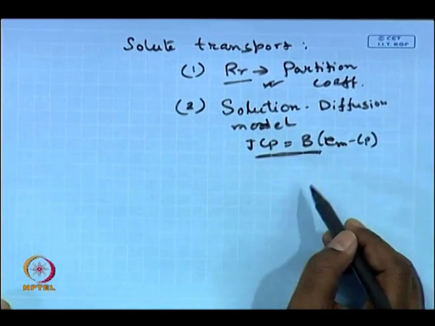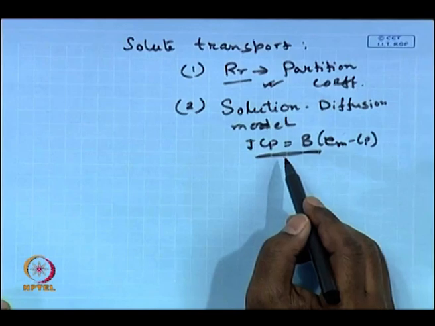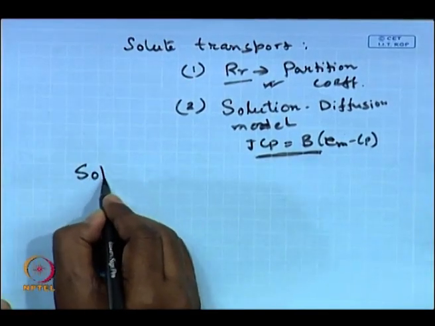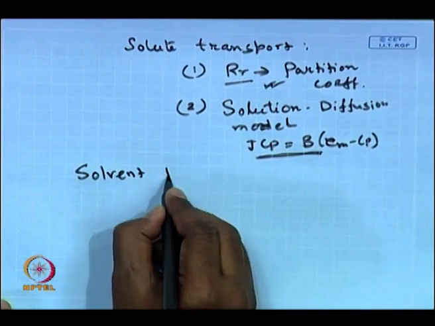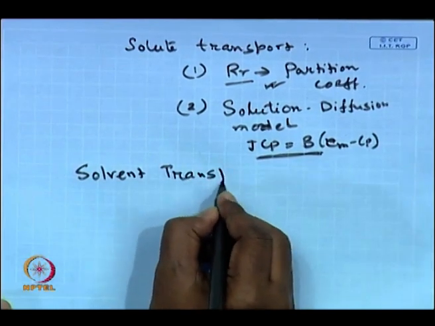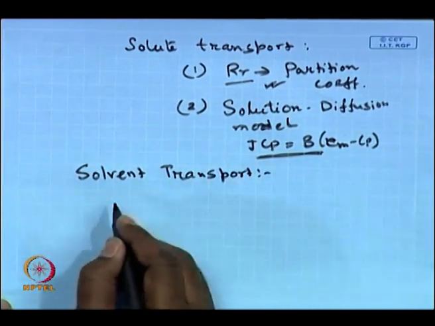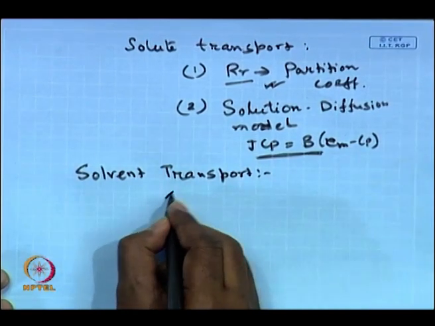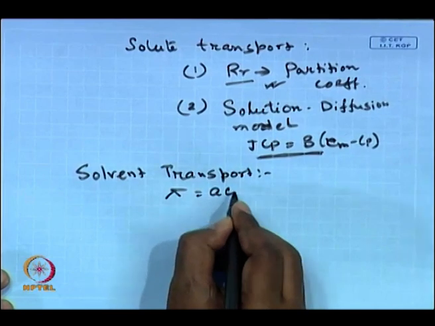Now, we will see how the equations will be solved if we incorporate this solution diffusion model to describe the solute transport through the membrane. The solvent transport is still given by Darcy's law, and for the sake of simplicity we assume pi is equal to A times C, that is, linear.